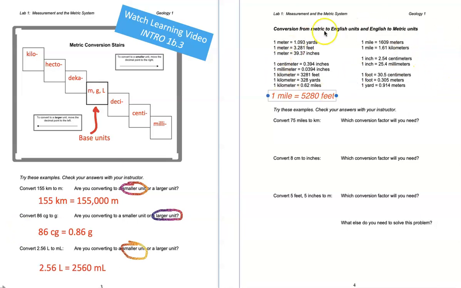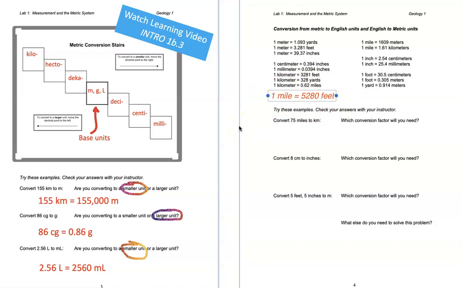The next page shows a different set of conversion factors, and these are from English to metric or metric to English. So for example, the equivalence between meters and yards, or inches and centimeters, or kilometers and miles. Now I've also put this in here. This is not in your lab manual. I want to add it in the future.